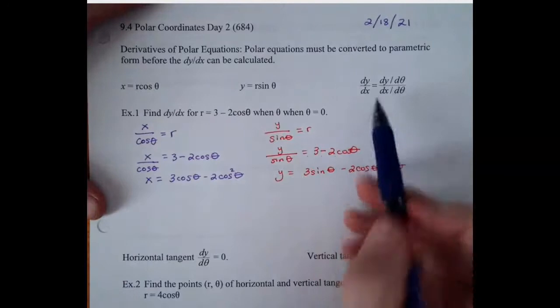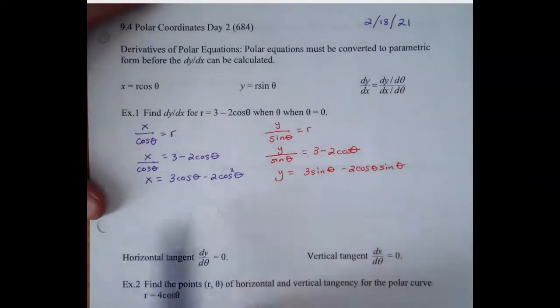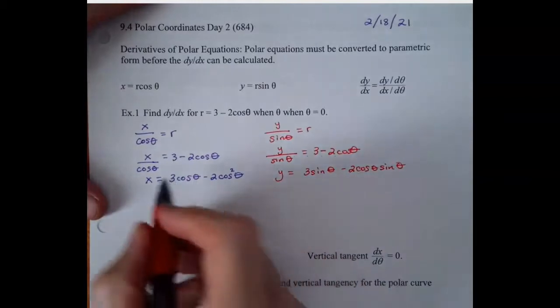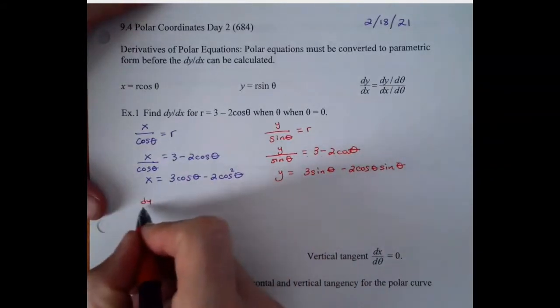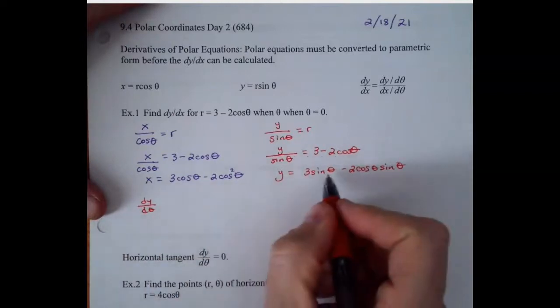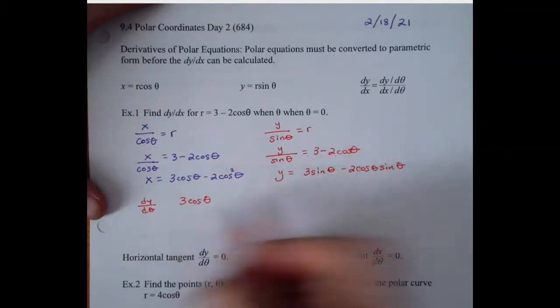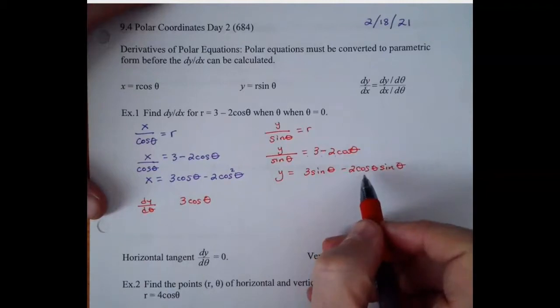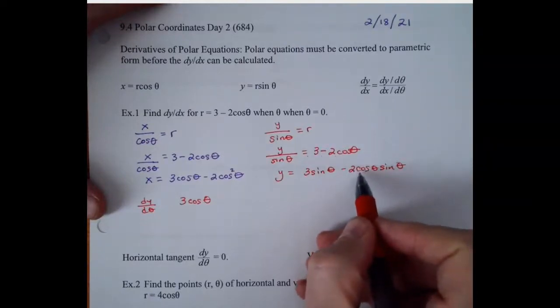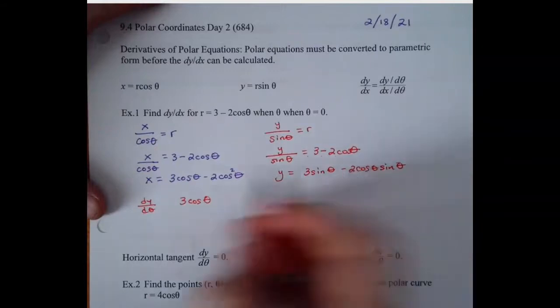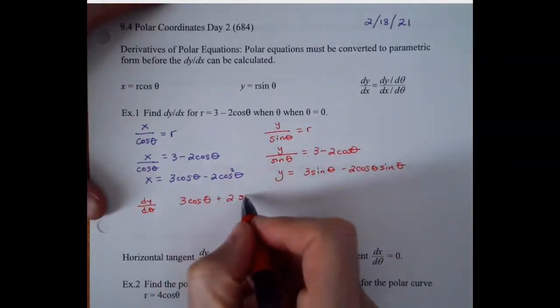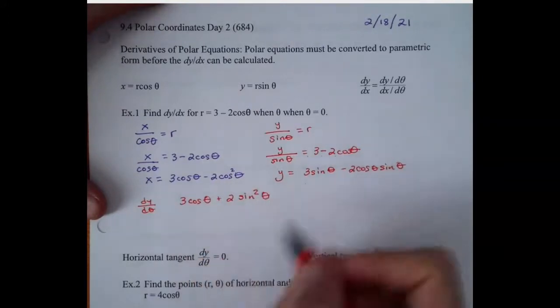Now we can go ahead and find dy. Let's keep that in red. So dy d theta is, if we take the derivative of this, 3 cosine theta. Derivative of sine is cosine. Now here we have to use the product rule. So we're going to take the derivative of the first thing, which would be negative sine. So we'd have a negative times a negative, so that's going to be plus 2 sine squared theta.